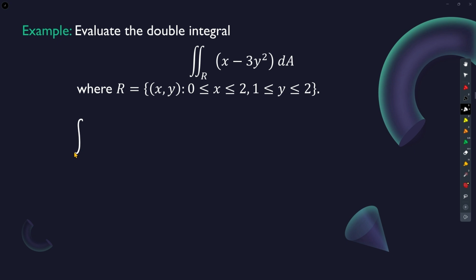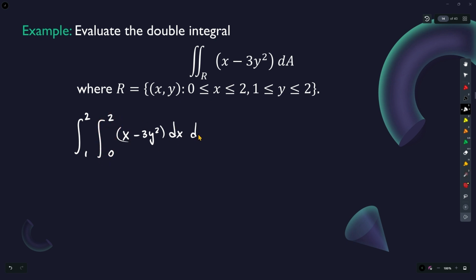So the integral with respect to y comes in the outside, and then the integral with respect to x of x minus 3y squared. Now dx has to match with its limits of integration. x is between 0 and 2. So that's why those limits are here.